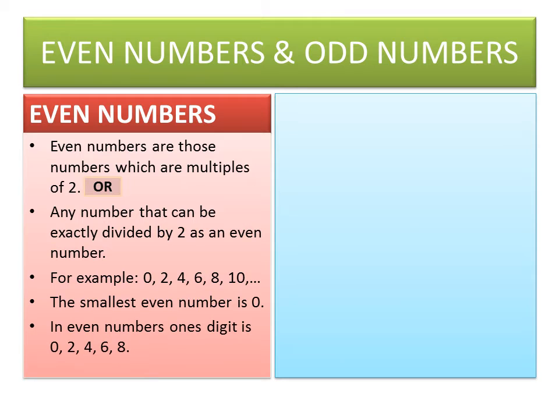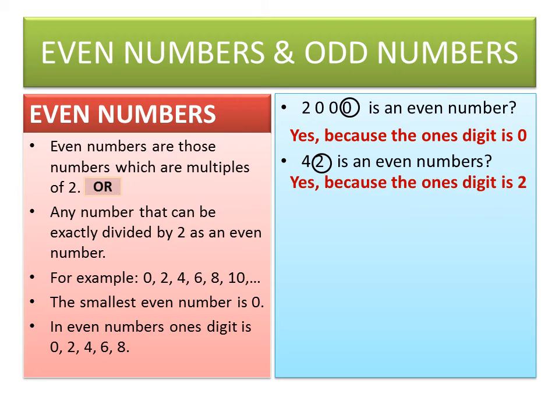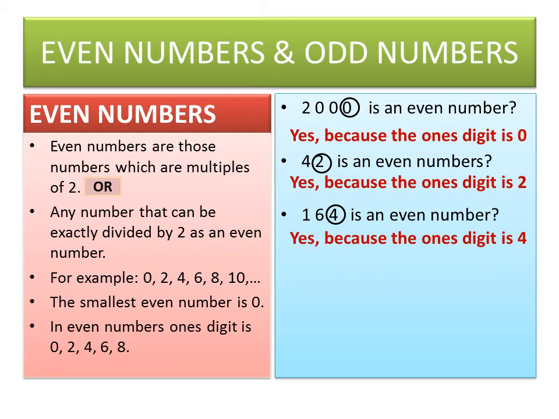Note, in even numbers, the one's digit is 0, 2, 4, 6, 8. For example, is 2000 an even number? Yes, because the one's digit is 0. Is 42 an even number? Yes, because the one's digit is 2. Is 164 an even number? Yes, because the one's digit is 4.